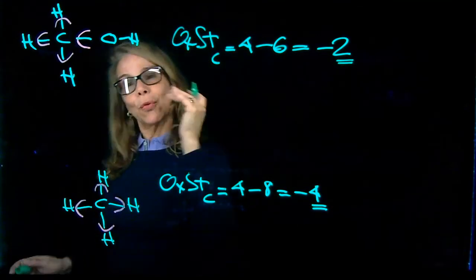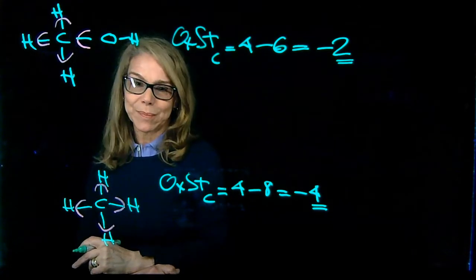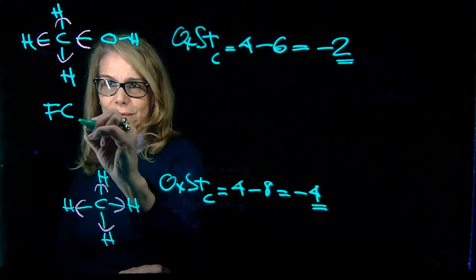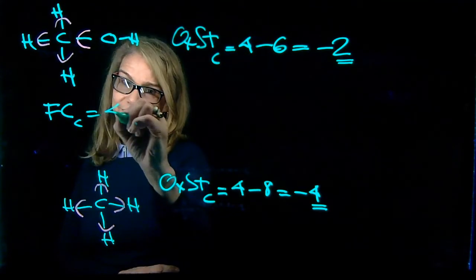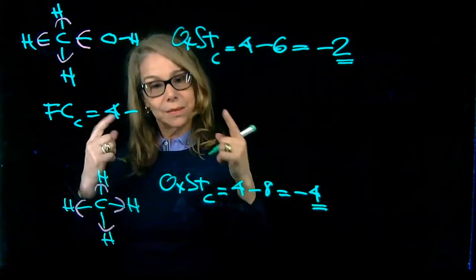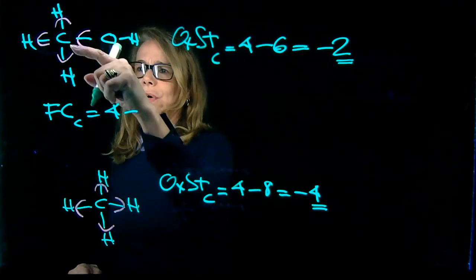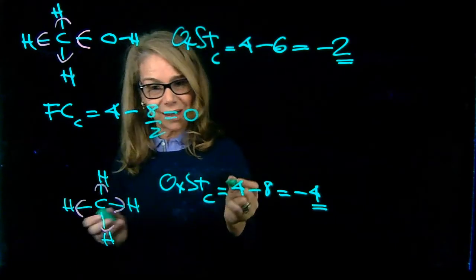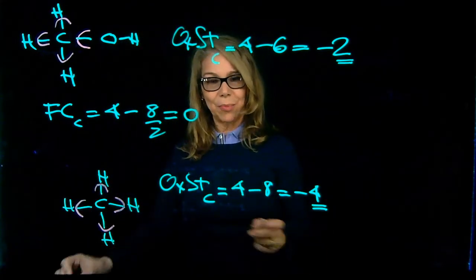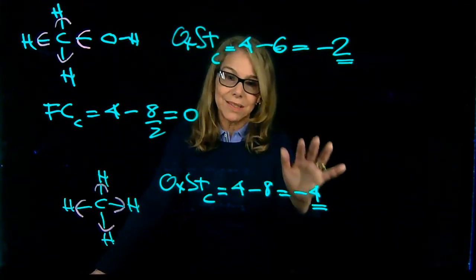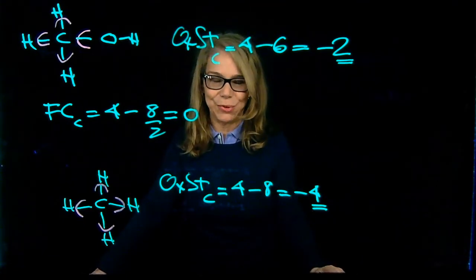But the formal charge here is still 0. If you did the math for the formal charge of that carbon, you would say 4 minus, and then you count the electrons in bonds and divide by 2: 2, 4, 6, 8. So you will do exactly that. All these compounds having a carbon with 4 bonds are going to have 0 formal charge, but the oxidation state will vary. We'll do more examples.